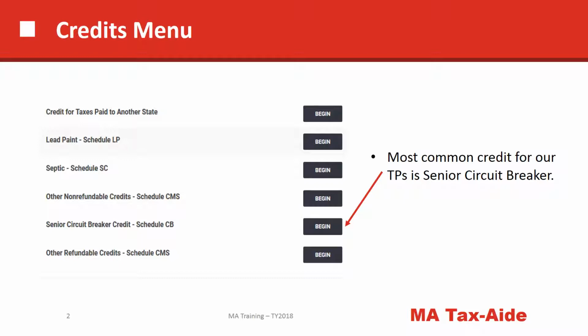do for our taxpayers. At my site, maybe 30% of all taxpayers that come in are entitled to get this circuit breaker credit. So it's fairly common.